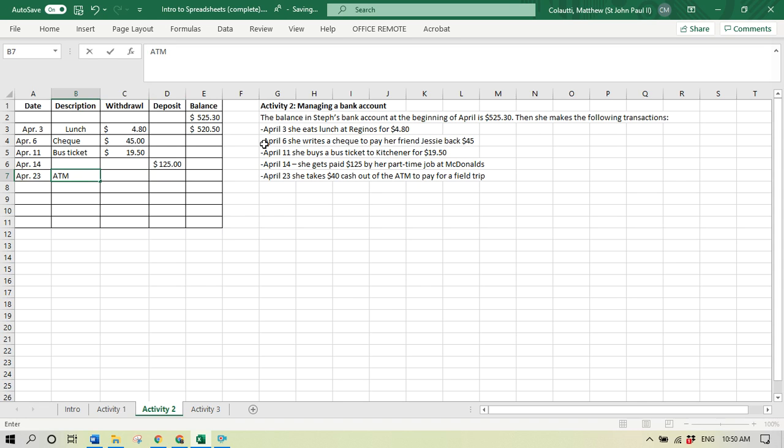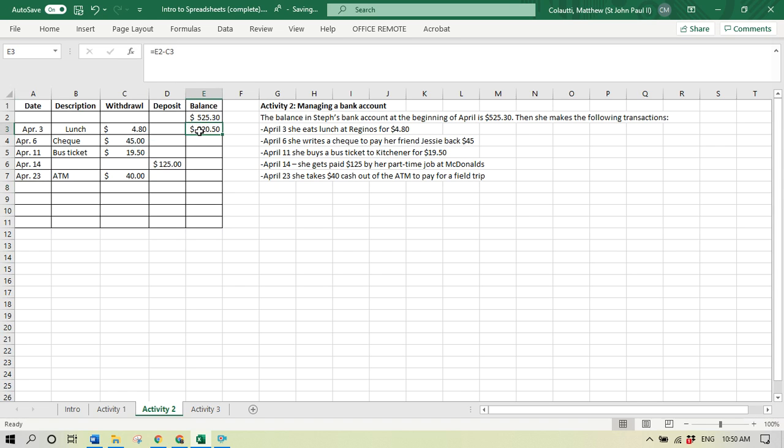And then, April 23rd, she takes money out of her account for a field trip. So we'll just call it ATM transaction. And it was $40 cash. Okay, so let's update her balance after each of these transactions. Now, technically what's happening is each time you write a new line, you're taking out an amount or you're adding an amount. So watch what you can actually do with your spreadsheet.